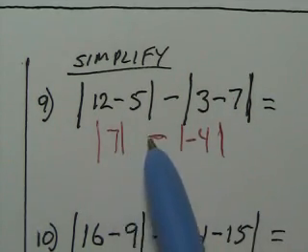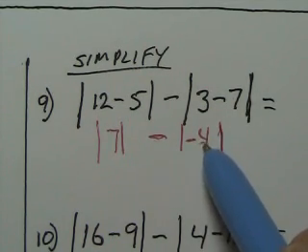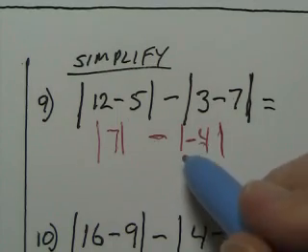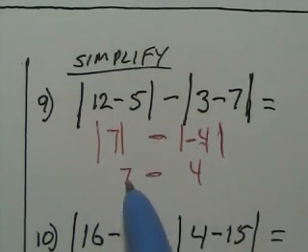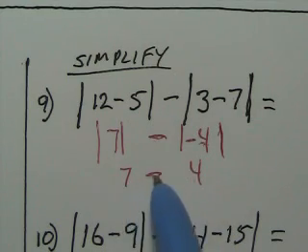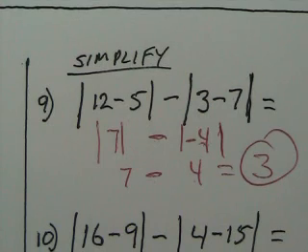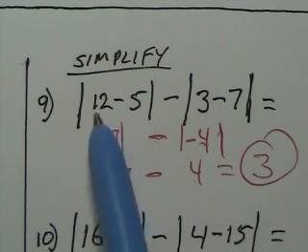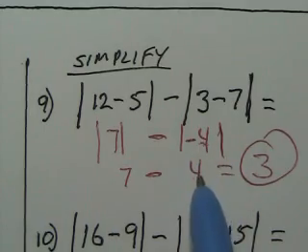So now I have 7 minus the absolute value of negative 4. Let's see, negative 4 is 4 spaces from 0. And 7 is 7 spaces from 0. So I have 7 minus 4. 7 take away 4 is simply 3. Okay, absolute value means how far away it is from 0. Negative 4 is 4 spaces from 0.